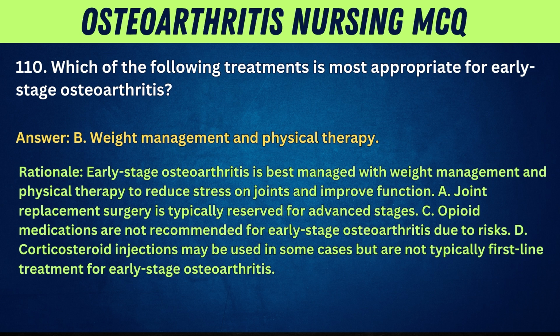A. Joint replacement surgery is typically reserved for advanced stages. C. Opioid medications are not recommended for early-stage osteoarthritis due to risks. D. Corticosteroid injections may be used in some cases, but are not typically first-line treatment for early-stage osteoarthritis.